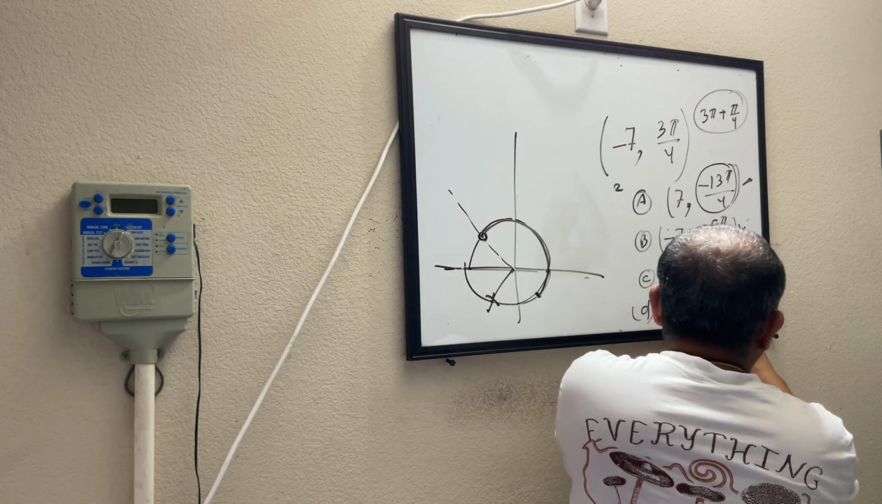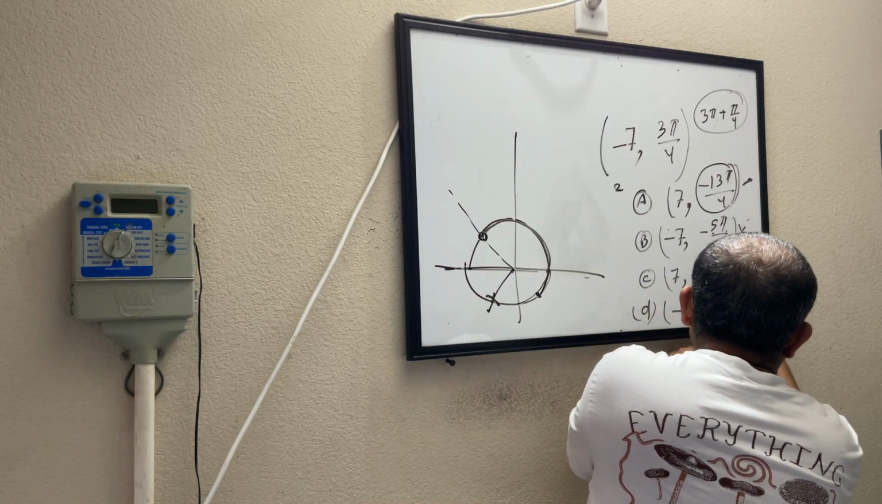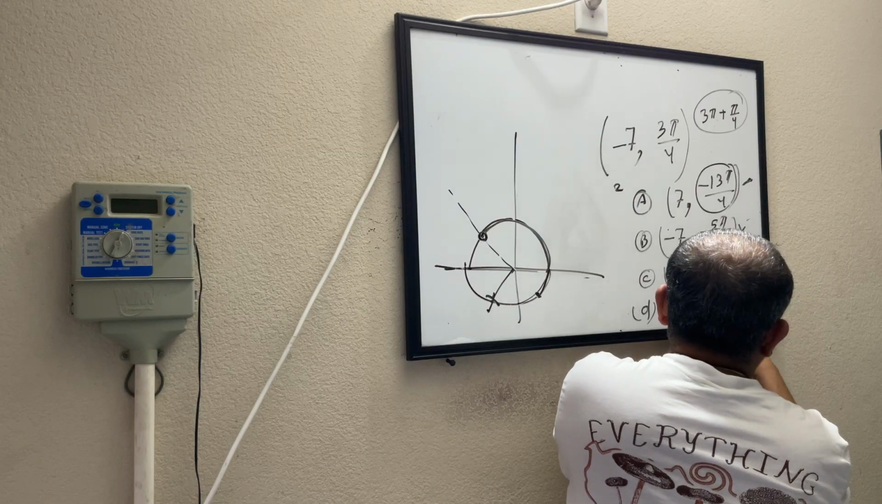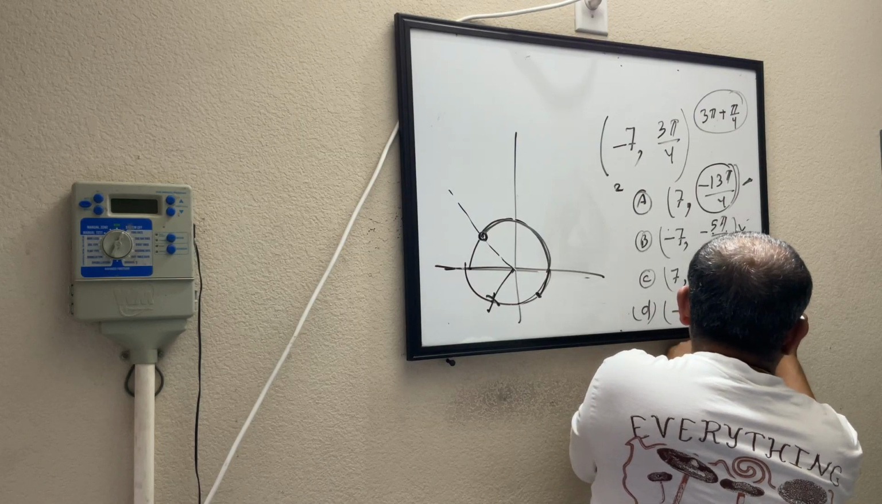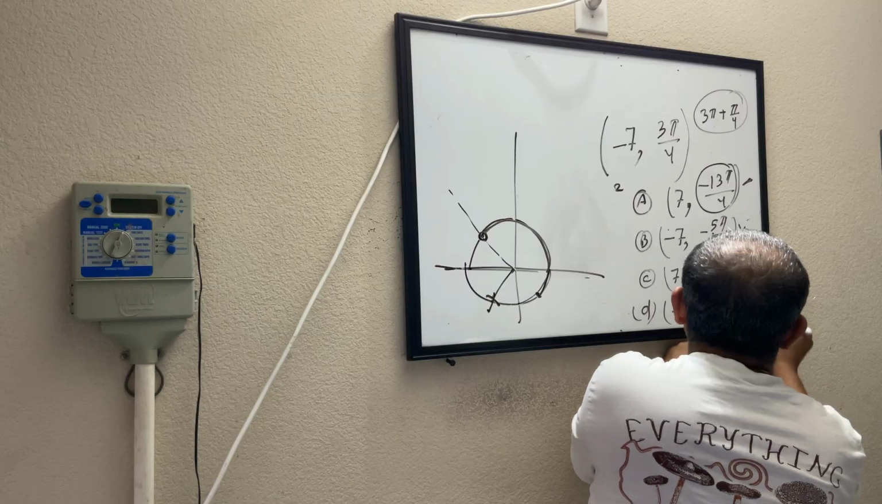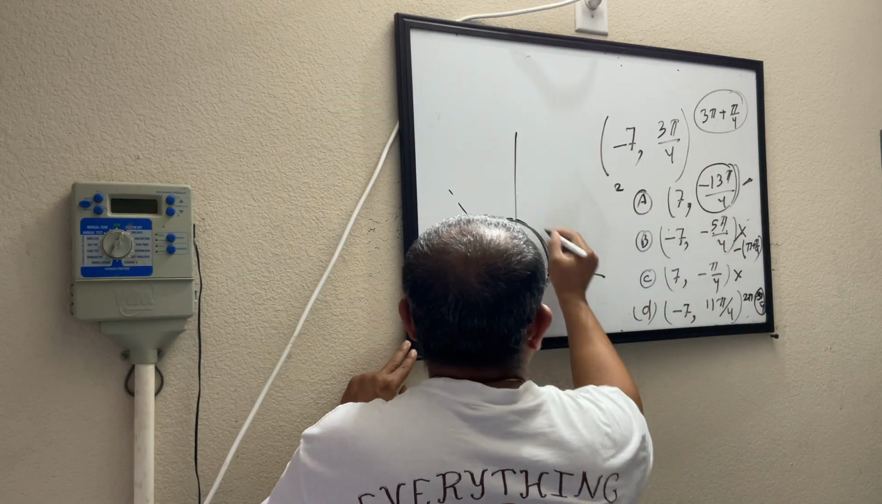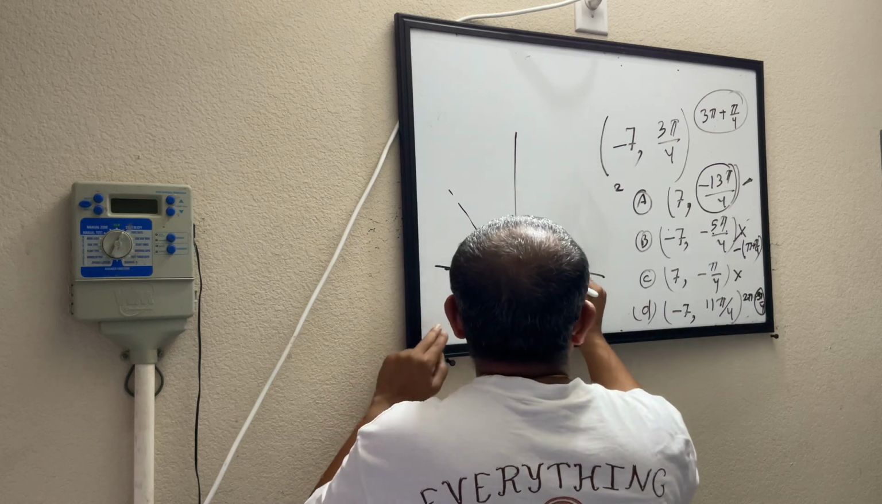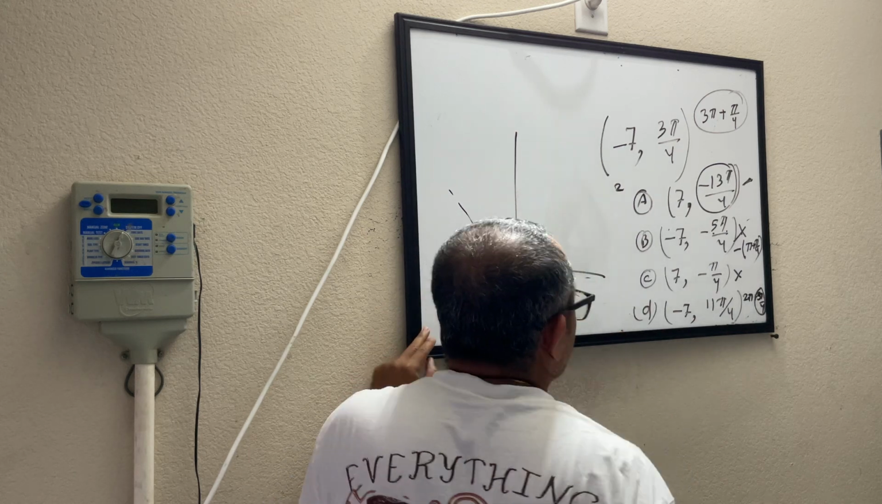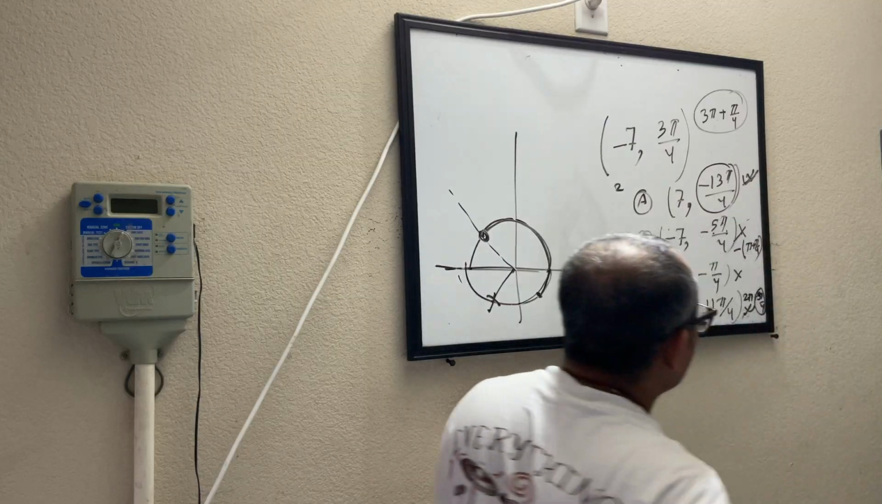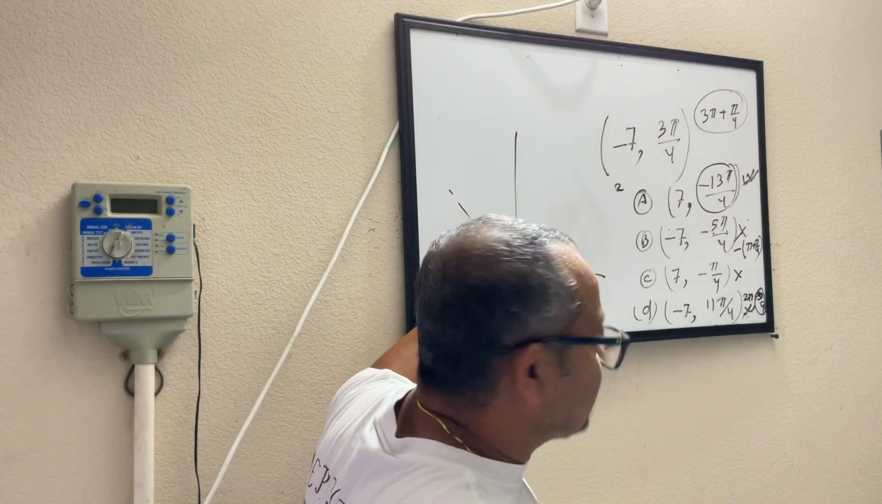Now 11 pi over 4 is nothing but 2 pi plus 3 pi over 4. So 3 pi over 4 after 2 pi. So 1 pi, 2 pi and 3 pi over 4 gets to the same place. So this one and this one are landing at the same place.